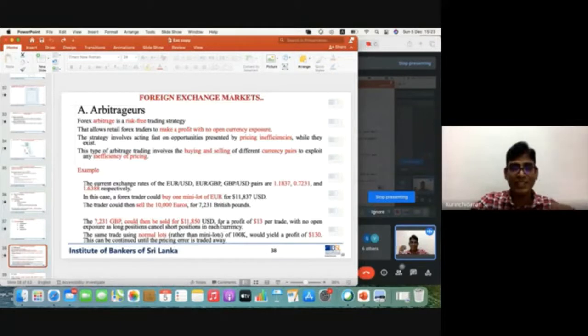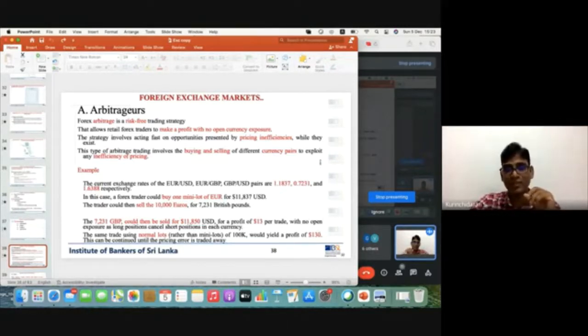So now finally, earlier he spent how much? $11,837, but finally he got $11,850. That means he made a $13 profit. Within a fraction of a second, you do all these three transactions and finally you got $13 per trade. That is for 10,000. If you make it 100,000 US dollars, your profit might be 130.